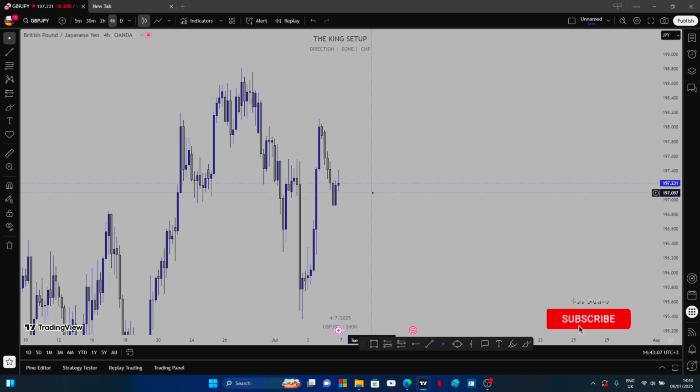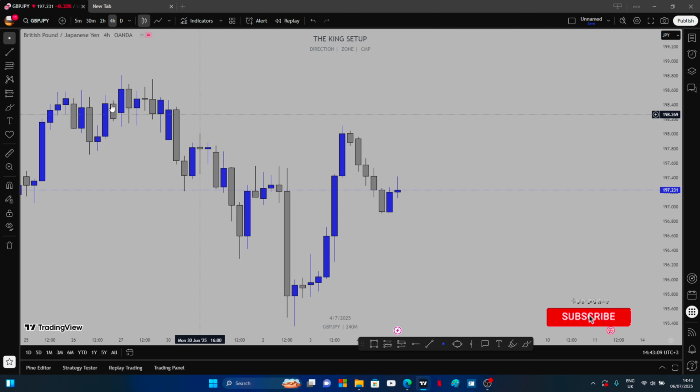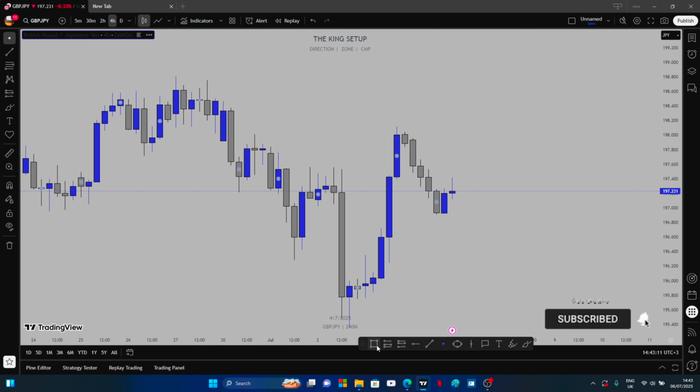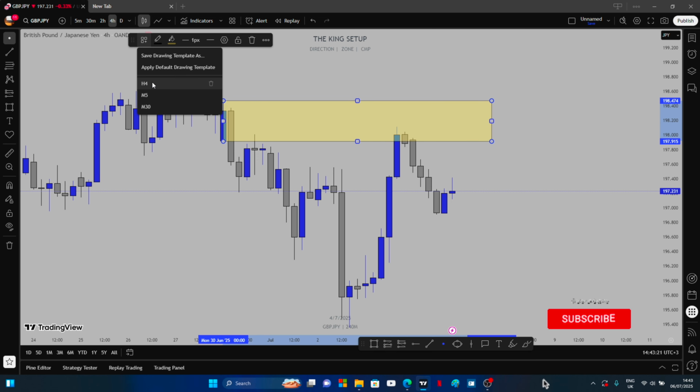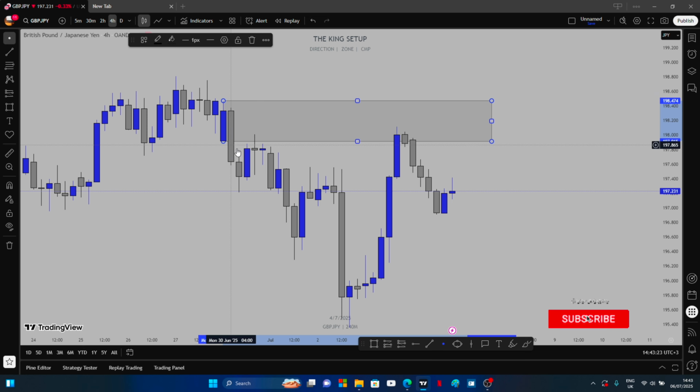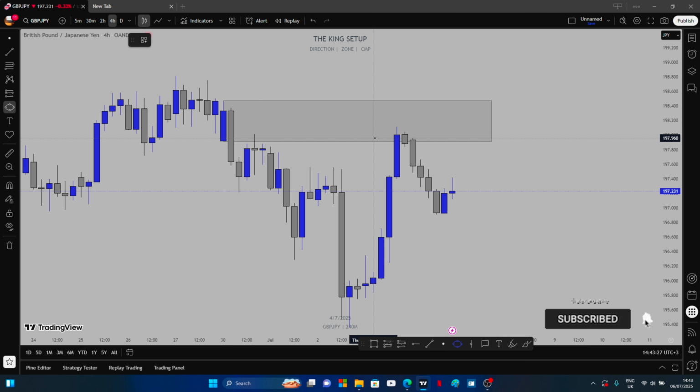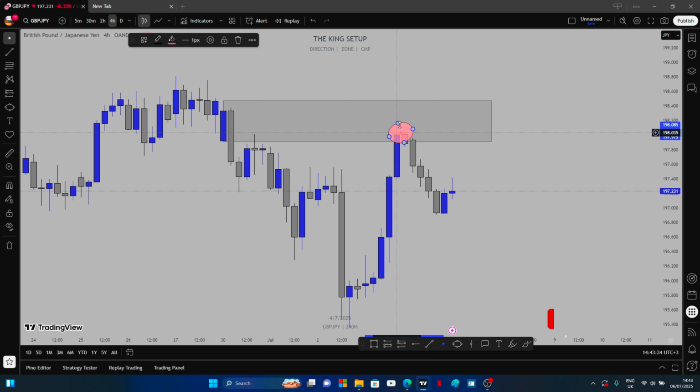Then we start. So let's number one share this zone. This was the H4 zone. First of all, I identified this zone, and after identifying the H4 zone, you are supposed to come inside this zone. This is where you will be looking at the CMP. We call it CMP, the current market price.